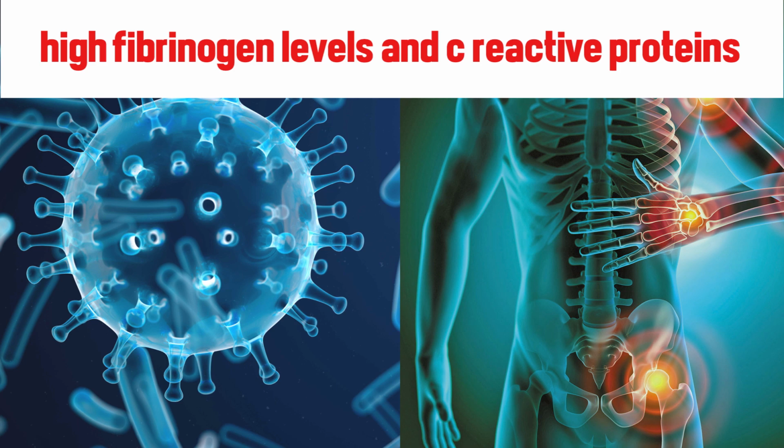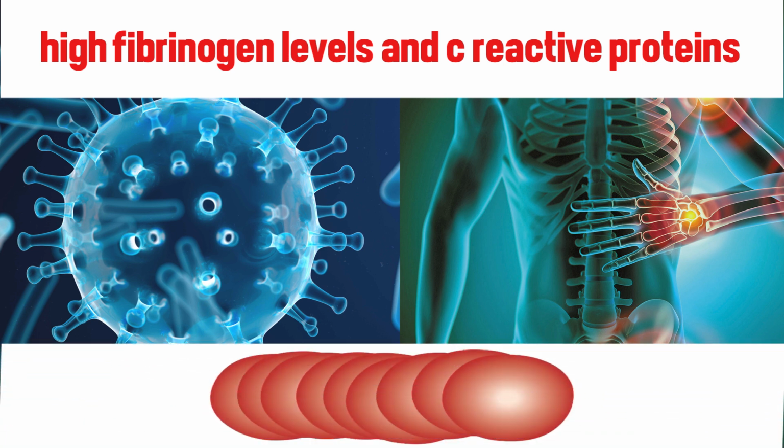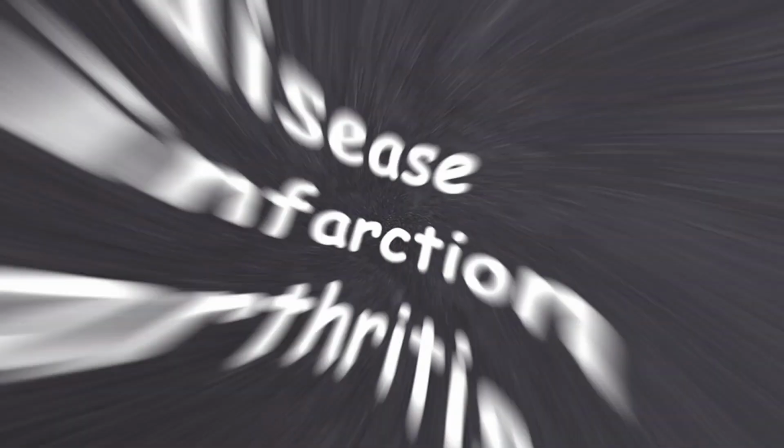Abnormally high fibrinogen levels and C-reactive protein may occur as part of the body's normal response to an infection or inflammation. These proteins are positively charged and increase the stacking of red cells. Non-inflammatory conditions that can cause raised ESR include anemia, kidney failure, obesity, aging, and female sex. Elevated ESR is experienced in cancer conditions such as multiple myeloma and lymphomas. ESR is also higher in women during menstruation and pregnancy.